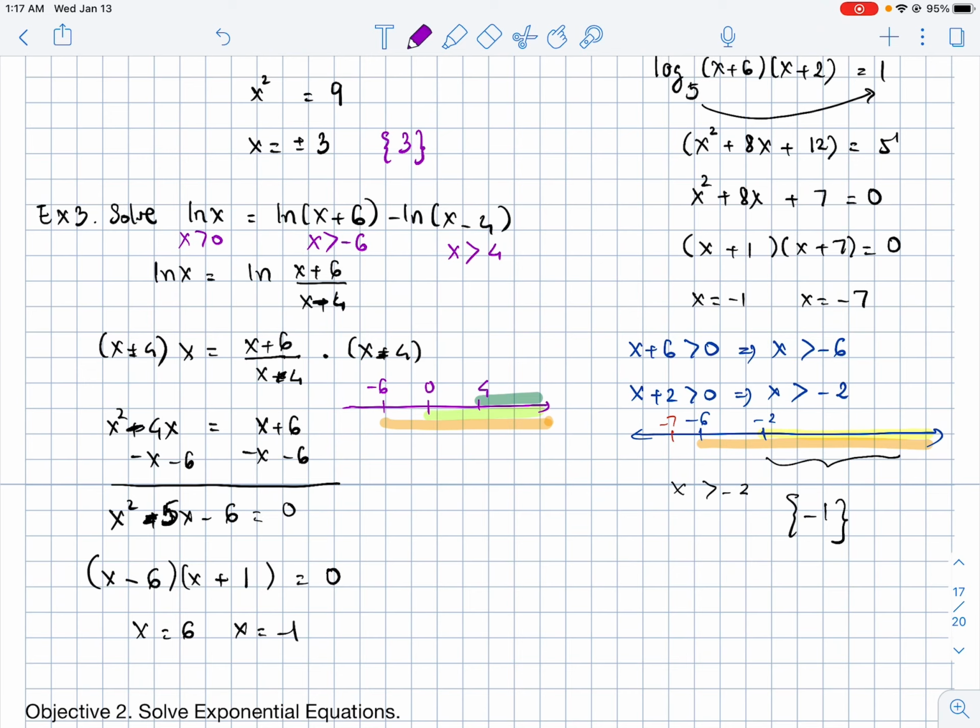So the common interval is the interval that contains the 3 colors that I highlighted. So x has to be greater than 4. So the interval is from 4 to infinity. Only 6 works. So the answer is just 6 in this problem.